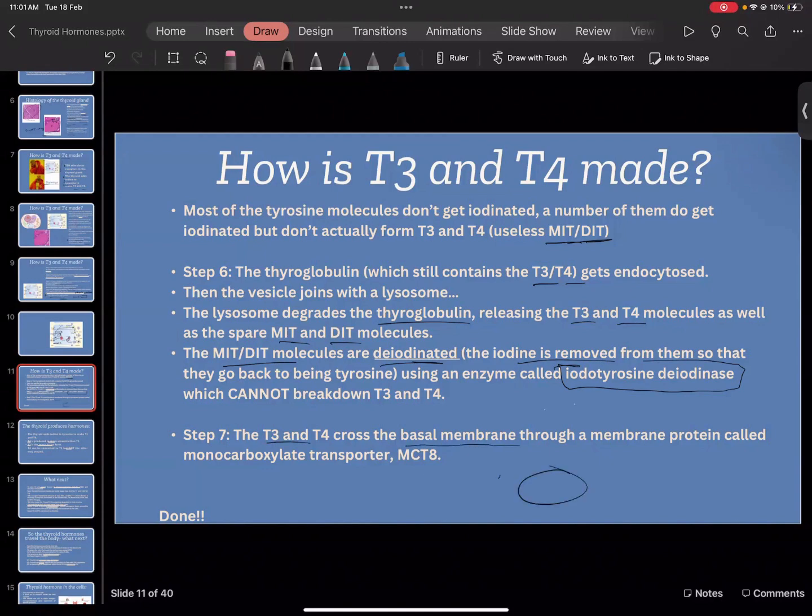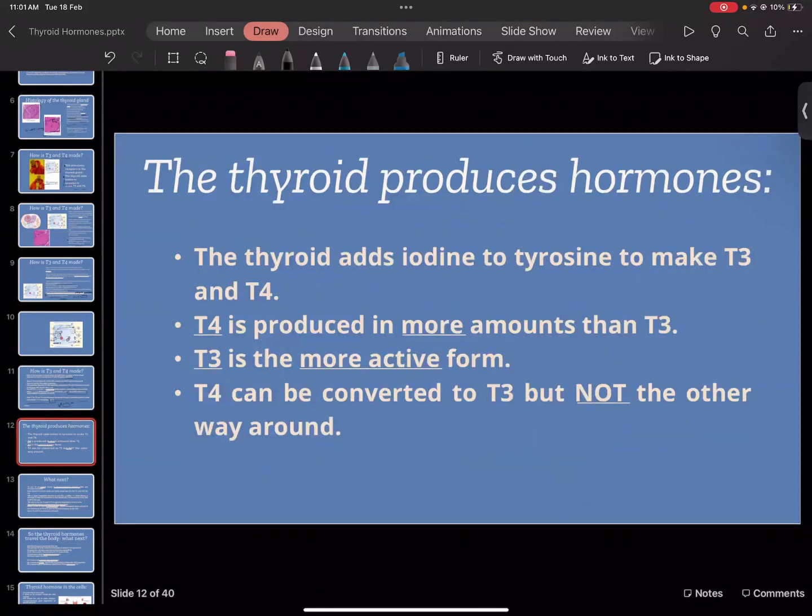We said we have the basal and the apical, and here the bloodstream. So they leave the cell and enter the blood through a membrane protein called monocarboxylate transporter, or MCT8. Guys, we did really well. We're done with how T3 and T4 are made, and that's literally the second major objective. So moving on.